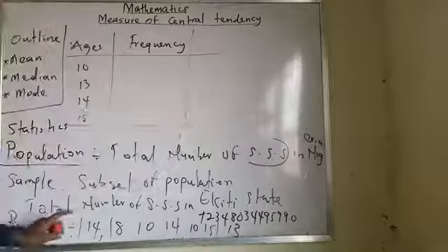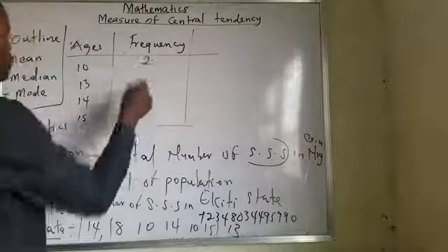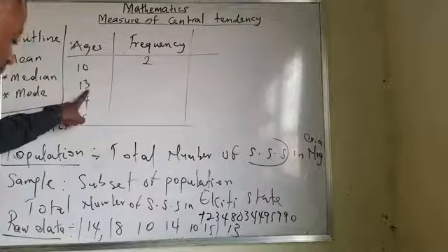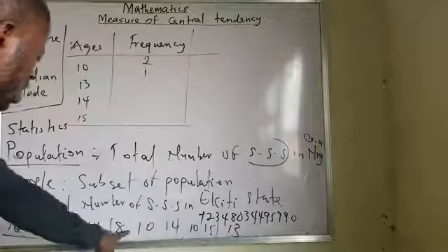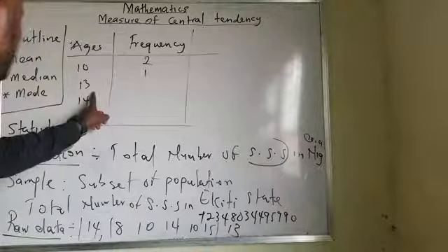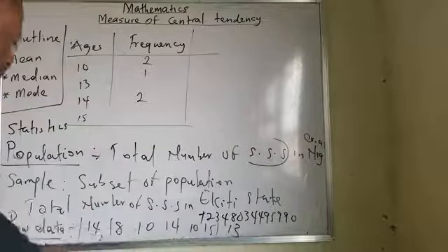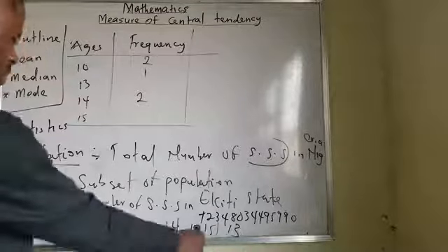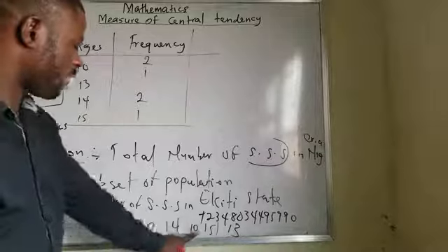This is the frequency. How many 14? How many 10 am I having? 1, 2. This will become 2. How many 3 am I having? How many 13 am I having? I have 1. How many 14 am I having? I have 2. And how many 15 am I having? I have 1. That is 1, 2, 3, 4, 5, 6, 7.